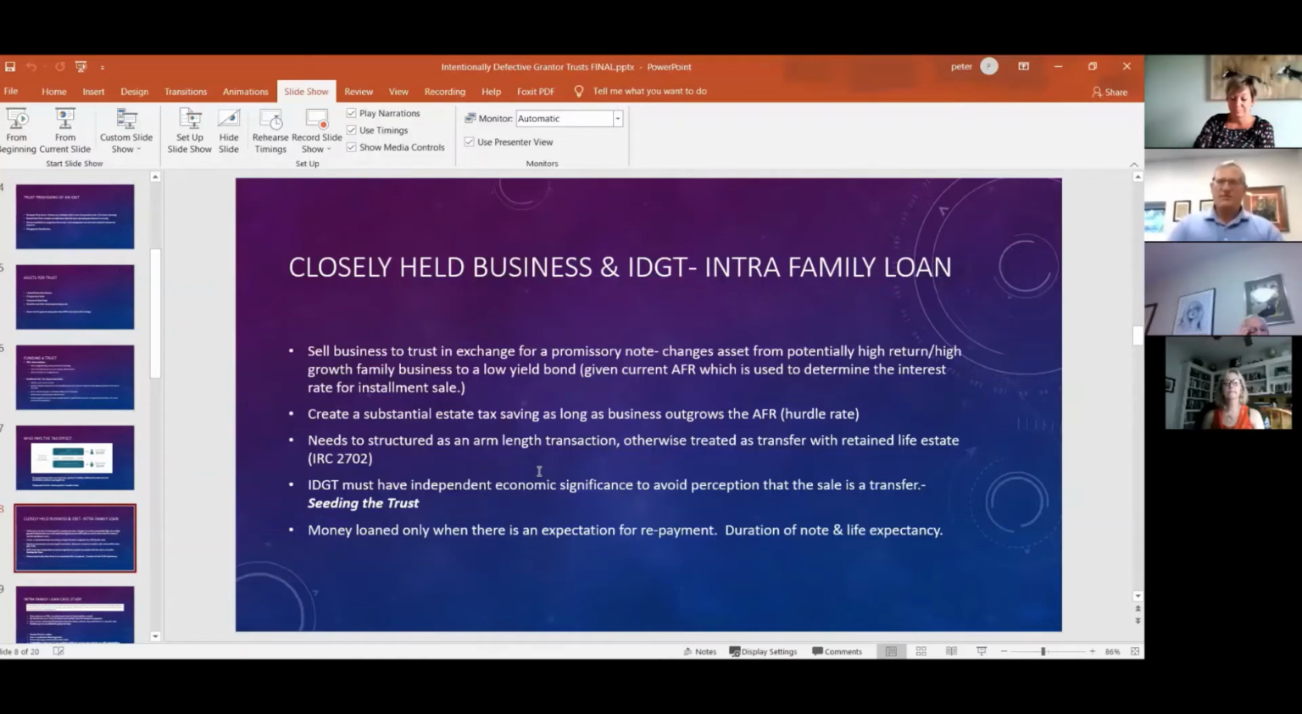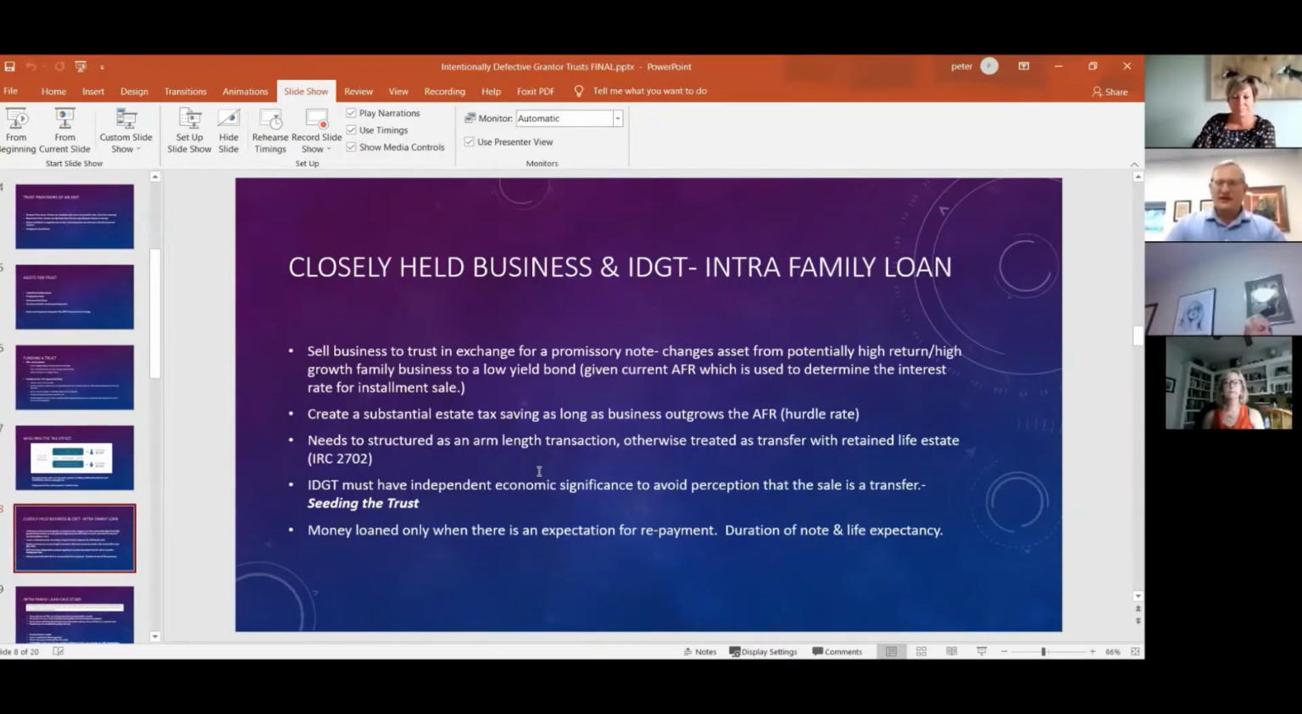Effectively, by selling some of those shares to the trust in exchange for a promissory note, what we are really doing in terms of planning is exchanging an asset that has a potentially high return, high growth, for one that is similar to a low yield bond. And that's driven off of the fact that the AFR is so low at this time. We get significant estate tax savings.